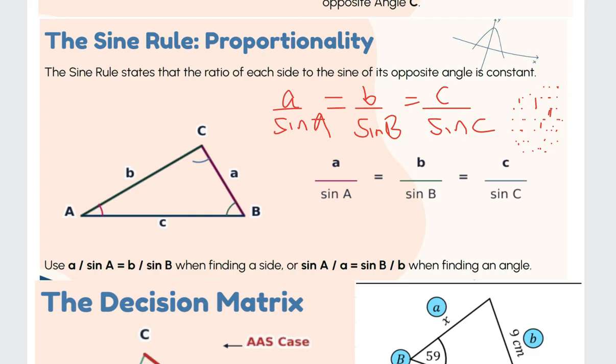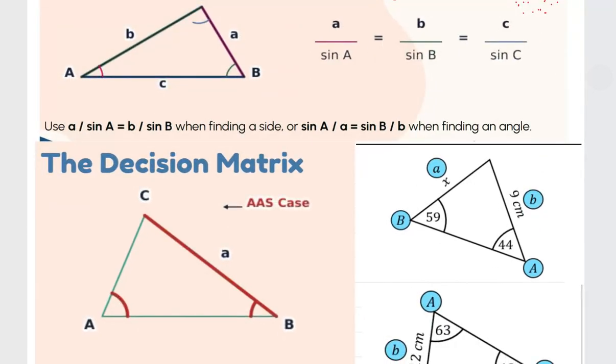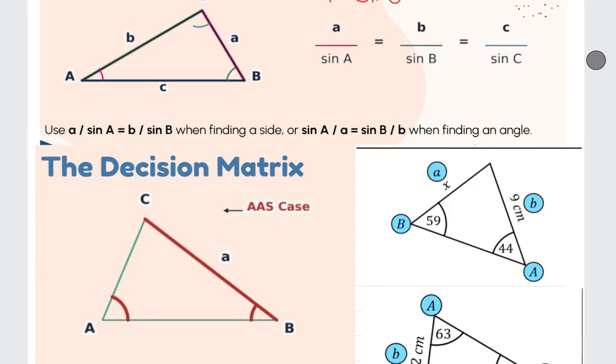All right. So when do you use the sine rule? The first thing you have to know is, if you want to find a side, you have to look for two sides. You can't use the three at a time. So either you are using a over sine A equals b over sine B, or you are using sine A over a equals sine B over b. It is still the same thing.